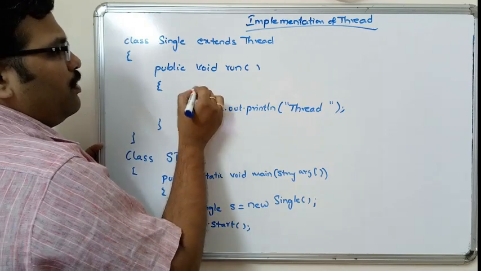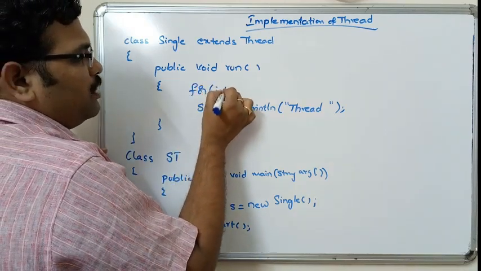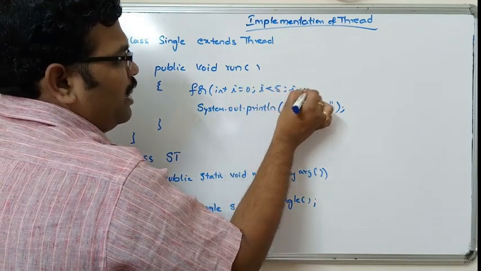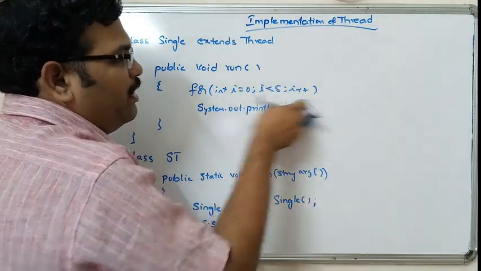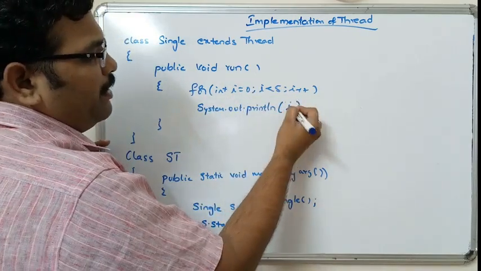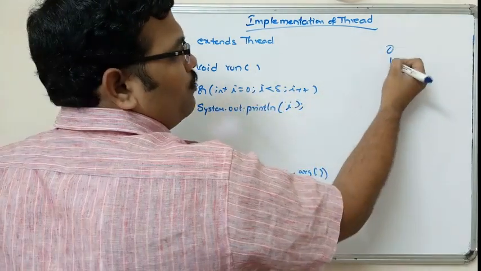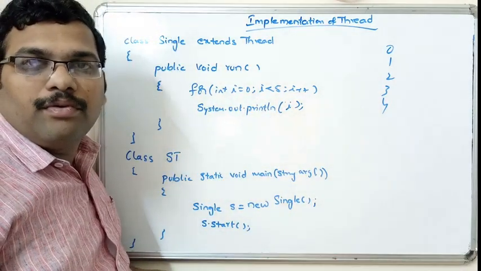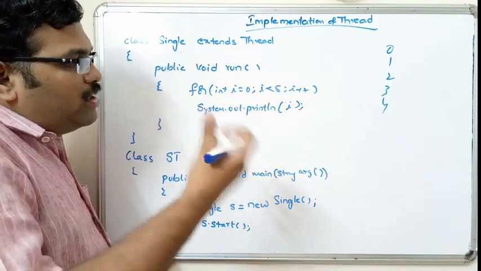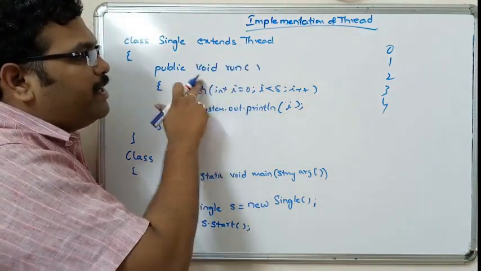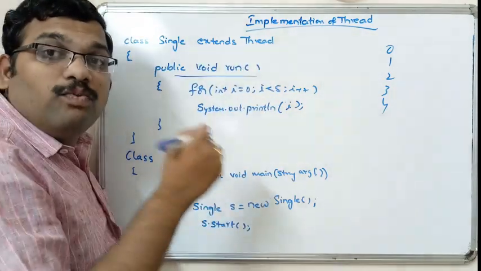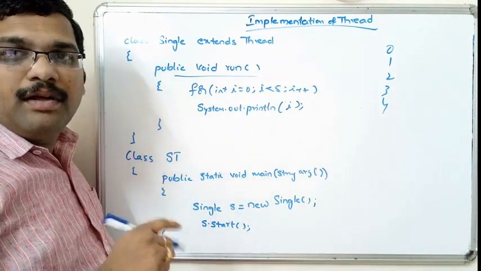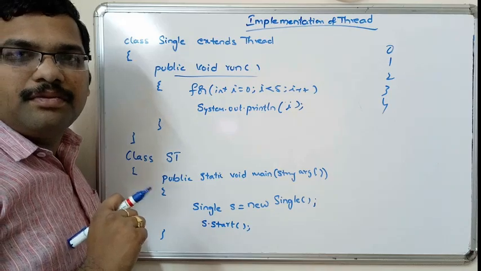See, here we can use a for loop: int i is equal to 0, i less than 5, i plus plus, and instead of writing all the thread, we can directly print i, so that the output will be 0, 1, 2, 3, 4, because less than 5. Right? So whatever logic we want to execute under the thread should be written in run. That means an overridden function. That should be remembered. Run is an overridden function.